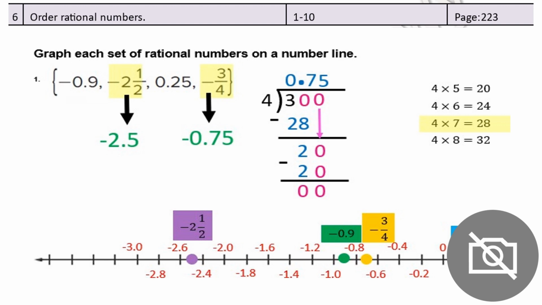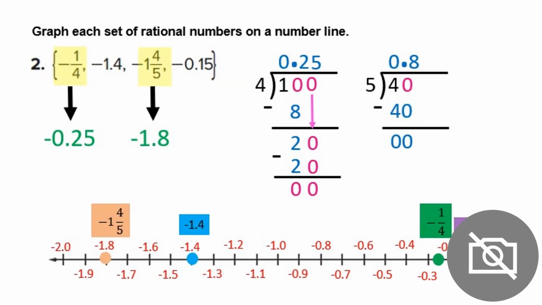Then minus 2 1 over 2. Minus 2 1 over 2 means 2.4, 2.6. So in between 2.5 will come. Okay, so this is why we ask you to make it into decimal form. And this is a positive number, 0.25, so just after 0 you can see this 0.25. Graph each set of rational numbers on number line. Okay, the same way they have given you, make this into decimals and put it on the number line.